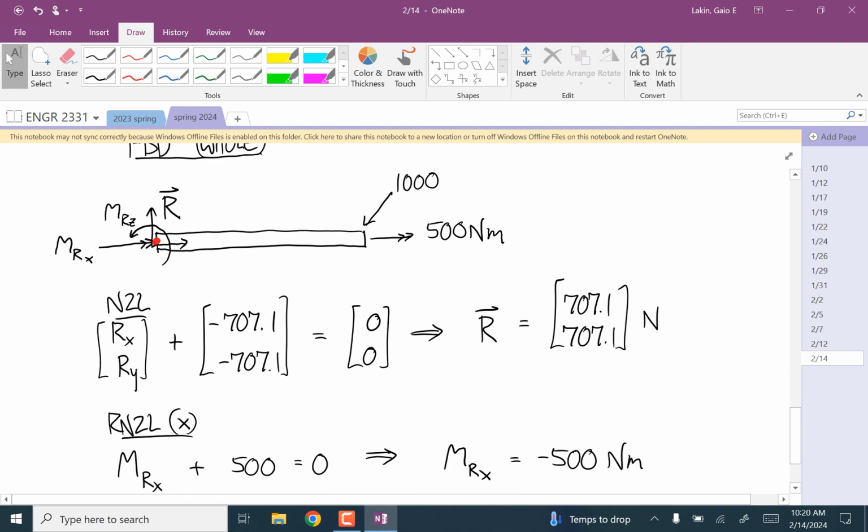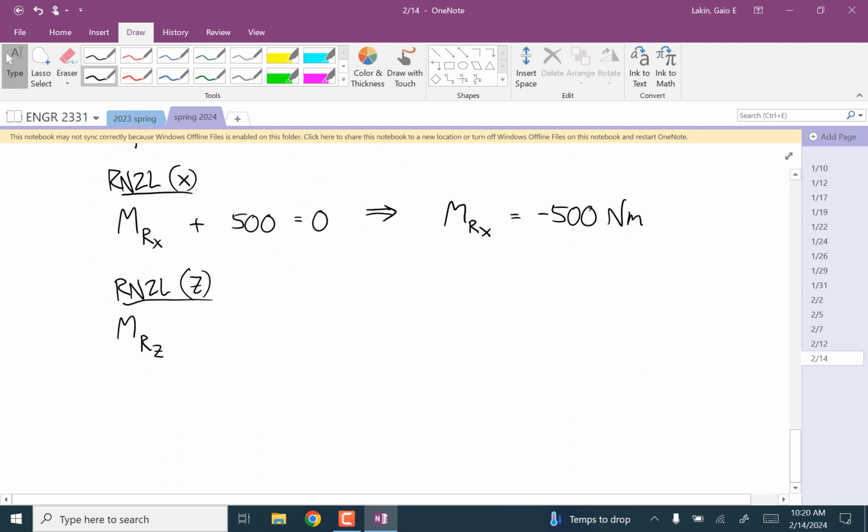So, about this point, that downward force of 707 would produce a clockwise rotation if nothing was counteracting it. So that's going to be a negative moment with a moment arm of 1 and a force of 707.1. Are you with me on that? That's equal to 0. So MRZ is equal to positive 707.1 Newton meters.